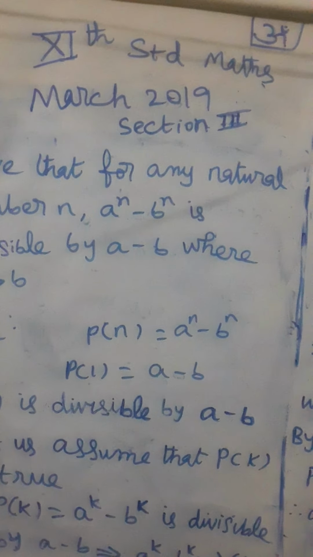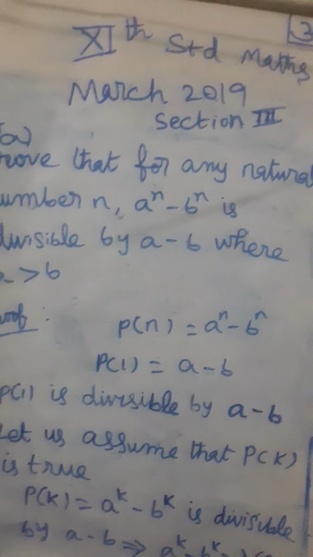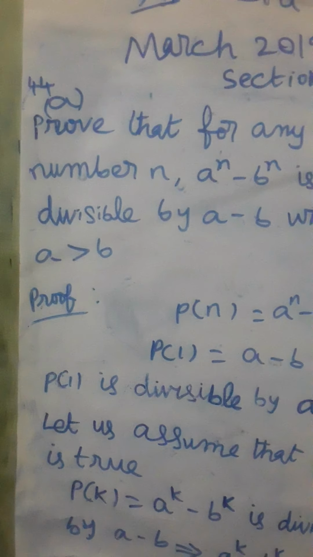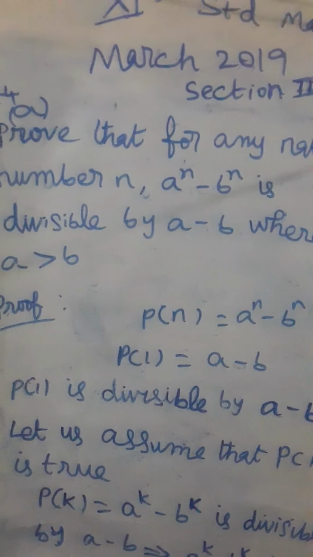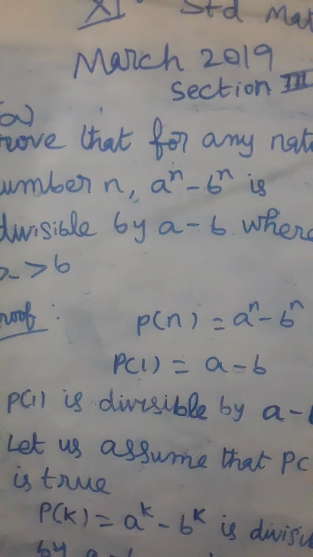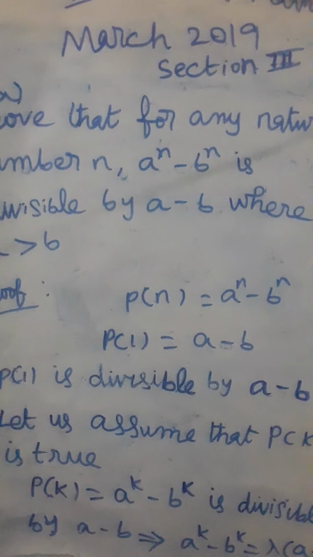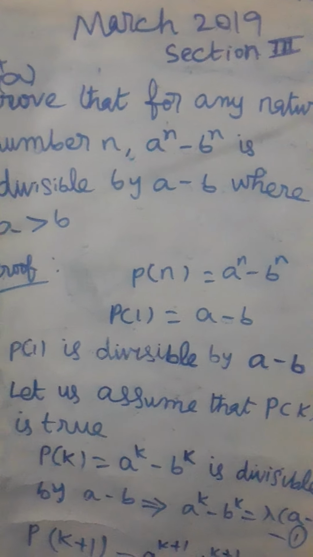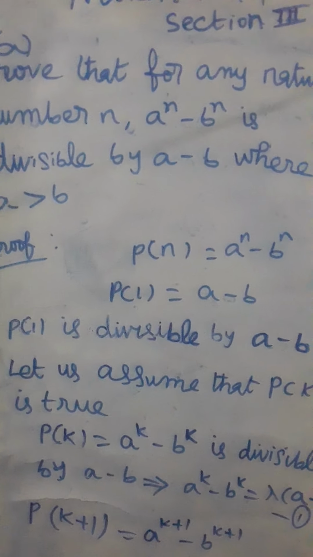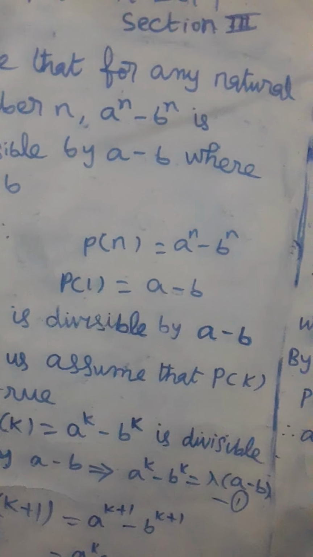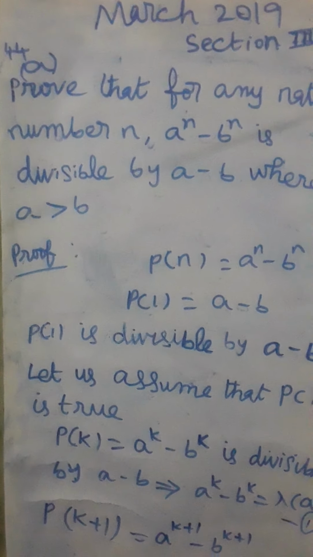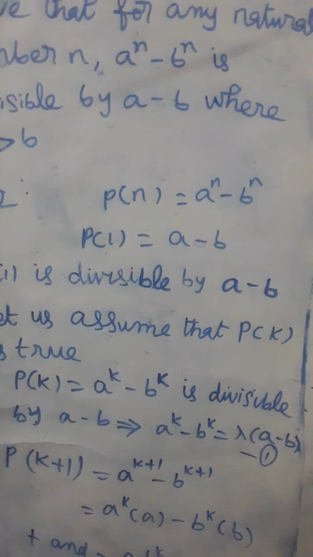11th standard Mathematics, March 2019. Question 44A, subdivision A question. Prove that for any natural number n, a power n minus b power n is divisible by a minus b, where a is greater than b. Proof. We use the induction principle.